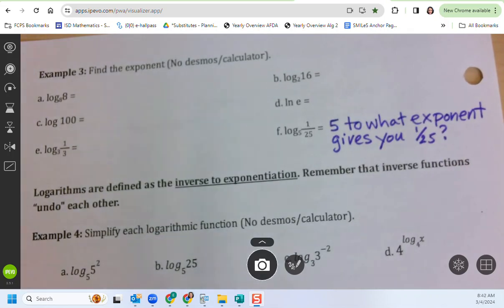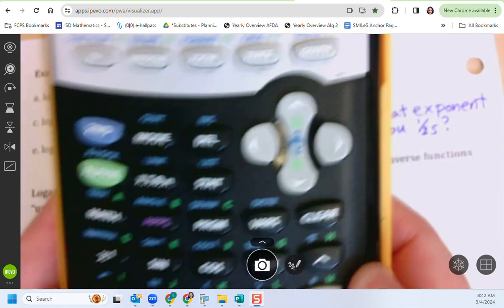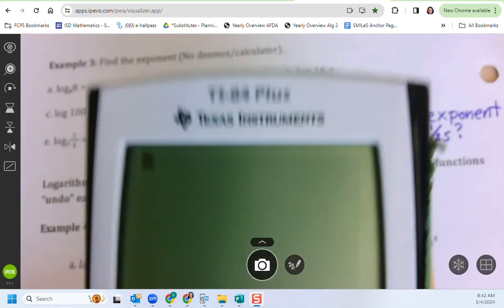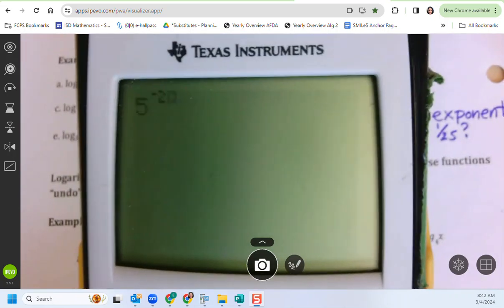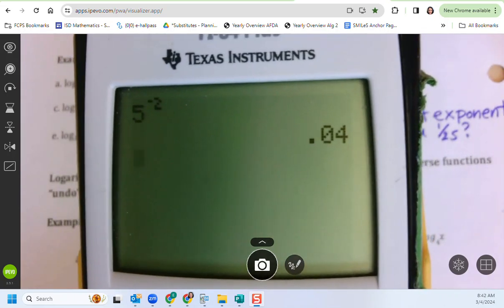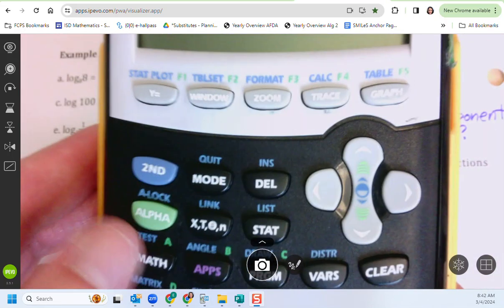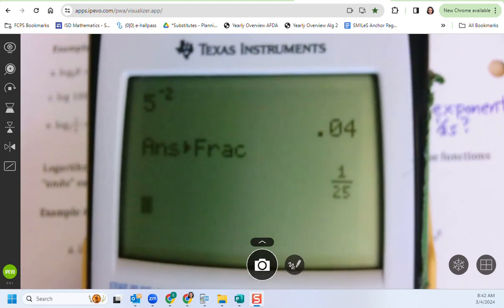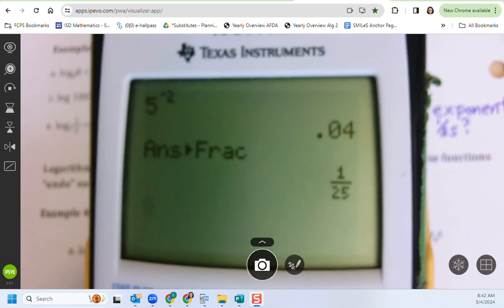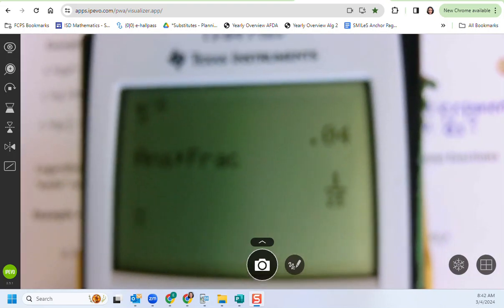Does it make sense? Yeah. Good. I like that you're thinking about what makes sense. All right, we said 5. Whoa, that's not 5. 5 raised to the -2. And now we're wondering, is that 1/25? Press your math button, this one right here, and choose fraction. Wait, which one? The math button on the left. Choose fraction, and it will change your 0.04 to a fraction. So it's right. Okay.